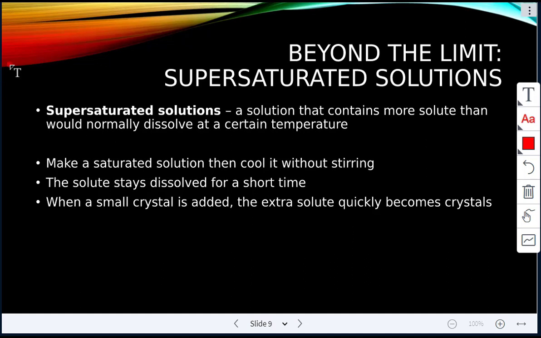And then beyond the limit, we can also make supersaturated solutions. This is a solution that contains more solute than would normally dissolve at a certain temperature. Usually you can heat up the solution to make more solute dissolve. Then you can cool it without stirring, and the solute will stay dissolved for a short amount of time. If you add another small crystal of solute, the extra solute will quickly turn into crystals.